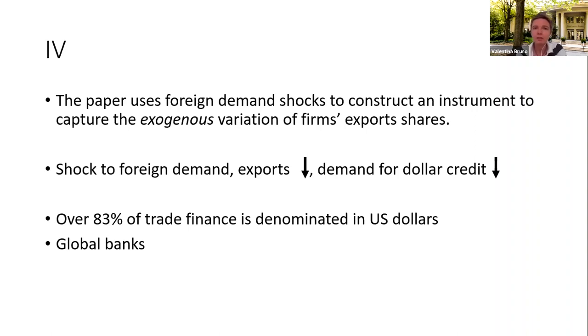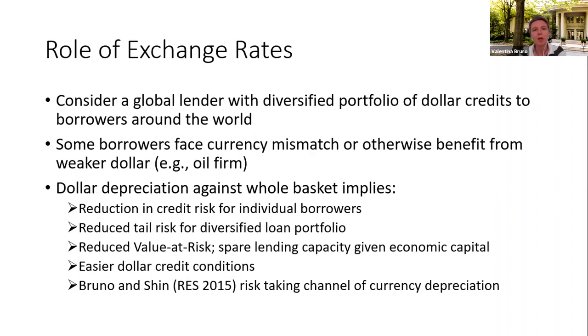And those providing dollar credit are the global banks, the ones that Linda in her JF paper showed us for the first time, and showed how everything moves around the world in a global way. For us, the really important element is the role of exchange rates, given the fact that the global banks are the providers of this dollar-denominated credit, especially for trade finance. So let's consider a global lender with a diversified portfolio of dollar credits to borrowers around the world. Some borrowers face a currency mismatch. It doesn't necessarily have to be the Korean firm, but we really take this global portfolio approach.